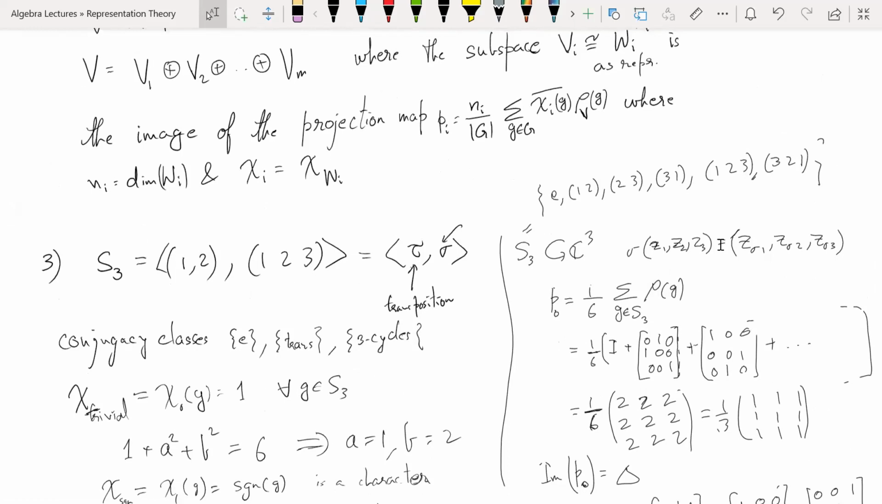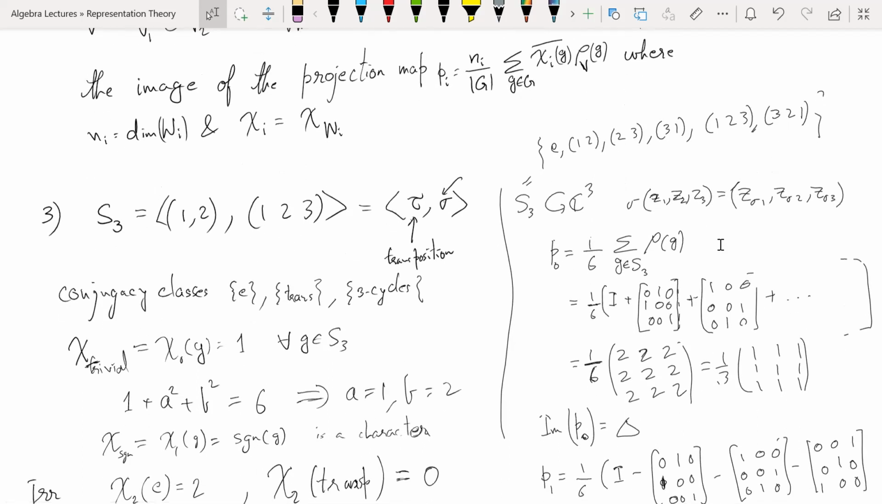The formula says that you look at P0, and P0 we can compute explicitly. N0 is 1 because we are looking at the trivial character. So the formula for P0 is 1 over 6 times the sum of the character of g, which is the same as the representation of g, because you are in the one-dimensional case. So you have to take the sum of these. It's 1 over 6 times identity plus these elements: (1 2), (2 3), (3 1), (1 2 3), (3 2 1).